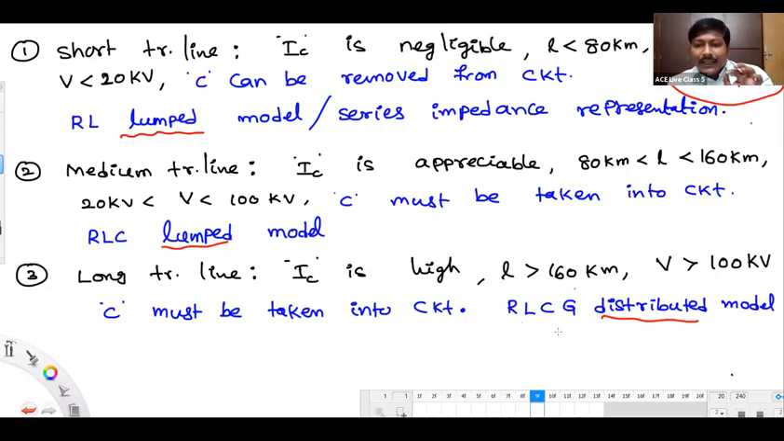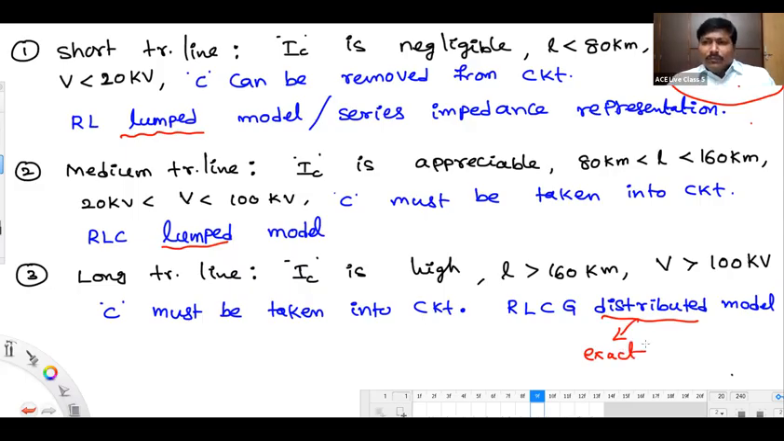So the same 50 kilometer length of line, steady state, can we do it by using the distributed model? Yes, this is an exact model of line representation all the time. The distributed model will be the exact model of the line representation all the time. Okay, so this is the exact model of line representation.